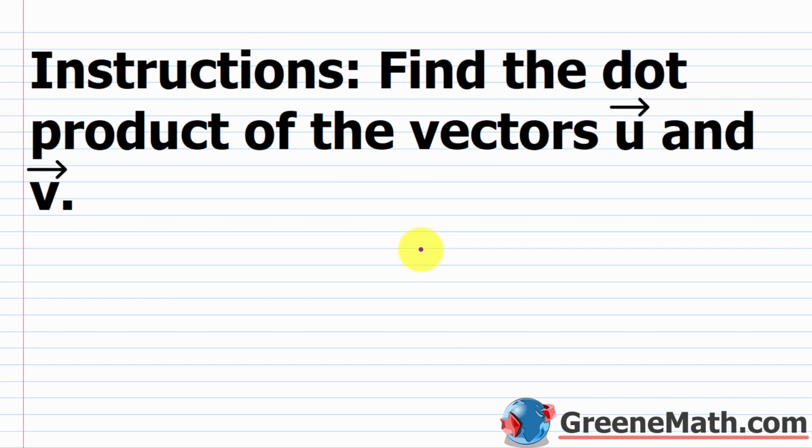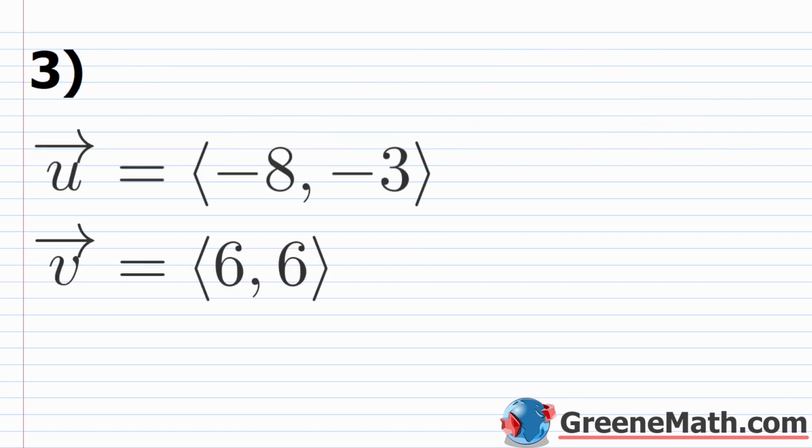All right, for the next few problems, the instructions are going to change. Now we want to find the dot product, some people call this the inner product, of the vectors u and v. All right, so for problem 3, we have this vector u given to us in component form. So the horizontal component is -8, the vertical component is -3. Then we have this vector v, also given in component form. The horizontal component is 6, and the vertical component is also 6.